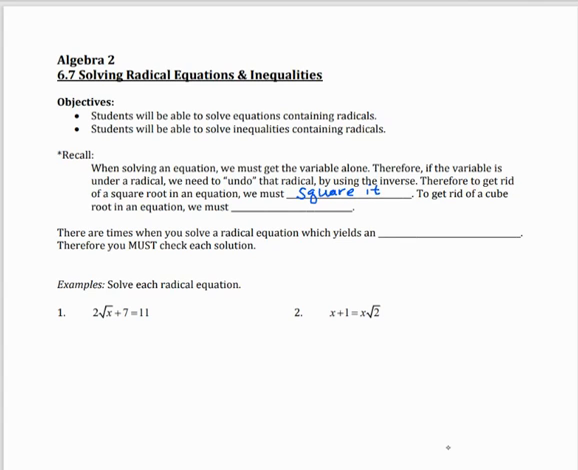To get rid of a cube root, we must cube it. And same thing, if we cube one side, we must cube the other side. If it's a fourth root, then we raise to the fourth power, and so forth. Okay? There are times, though, when you solve a radical equation that will yield an extraneous solution. So you'll do all your calculations correctly, but the answer is actually extraneous because it may give a negative value inside, which can't work. So let's try some of these together, and I'll have you try some on your own.